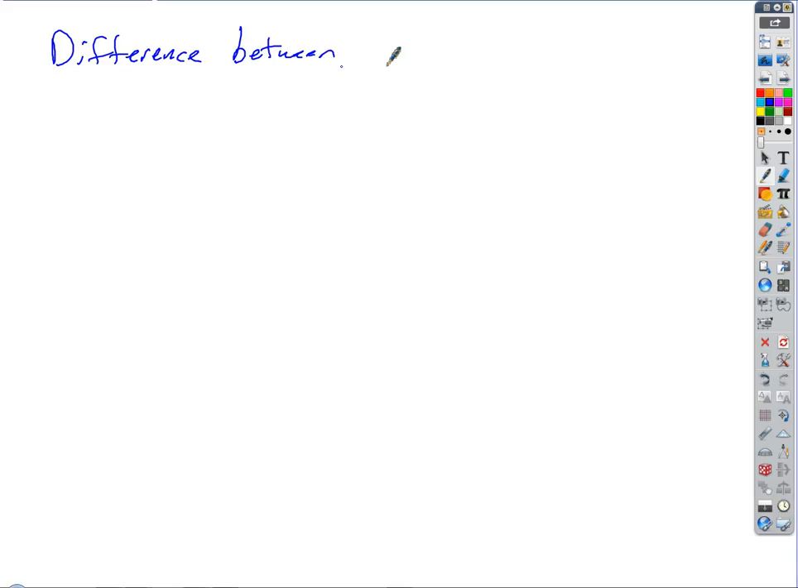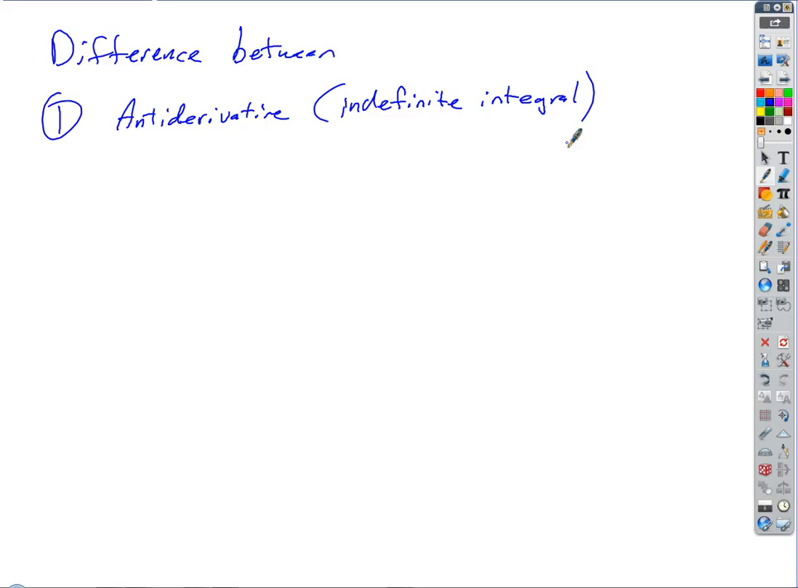Between an antiderivative, which we're going to come to call an indefinite integral, and an area under a curve, which we're now going to call a definite integral. Okay, it's for sure.